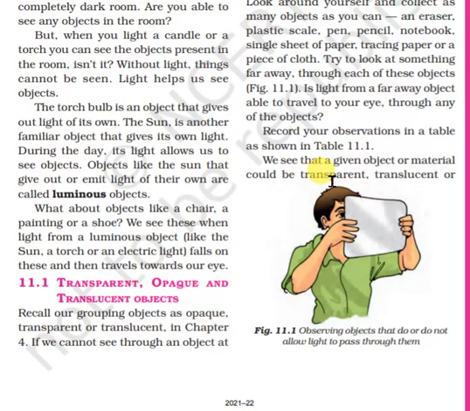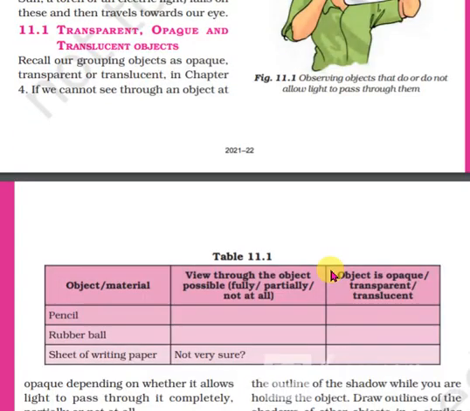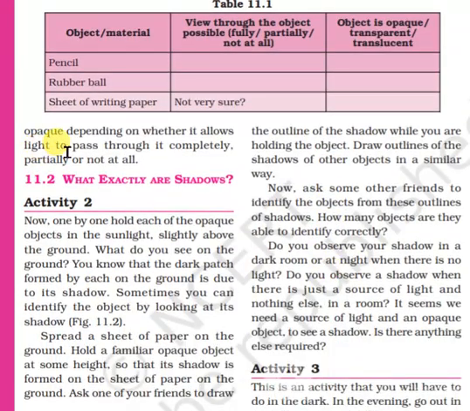We see that a given object or material could be transparent, translucent, or opaque, depending on whether it allows light to pass through it completely, partially, or not at all.